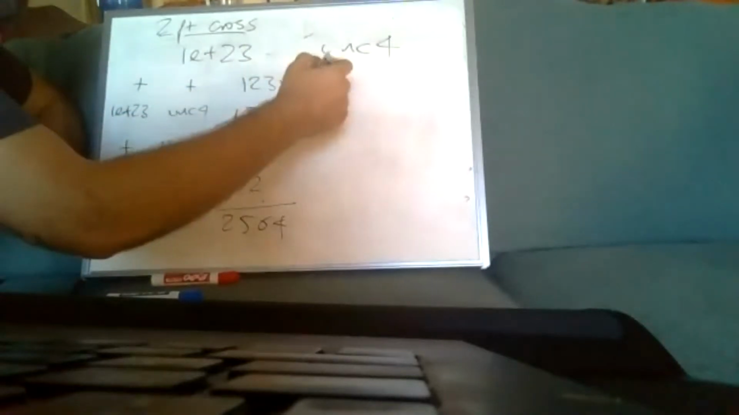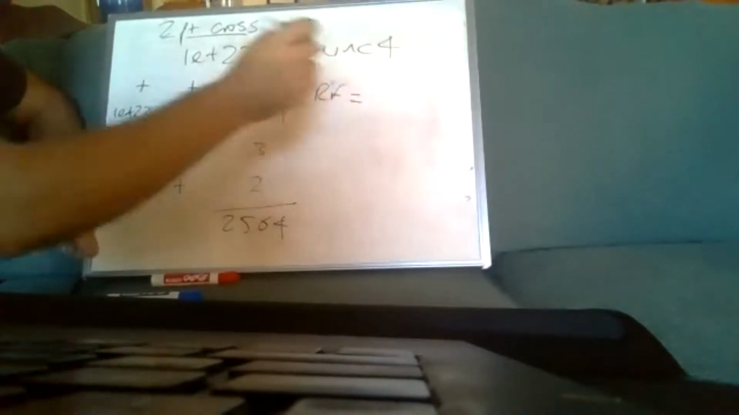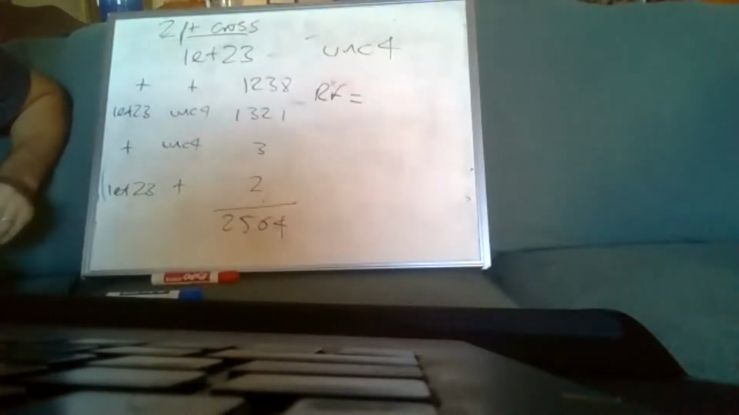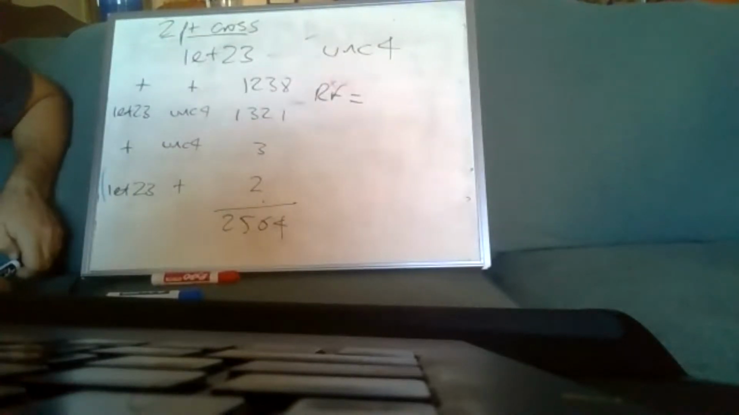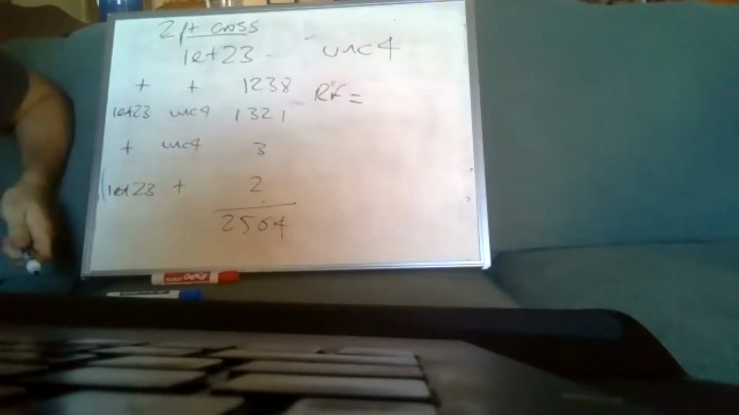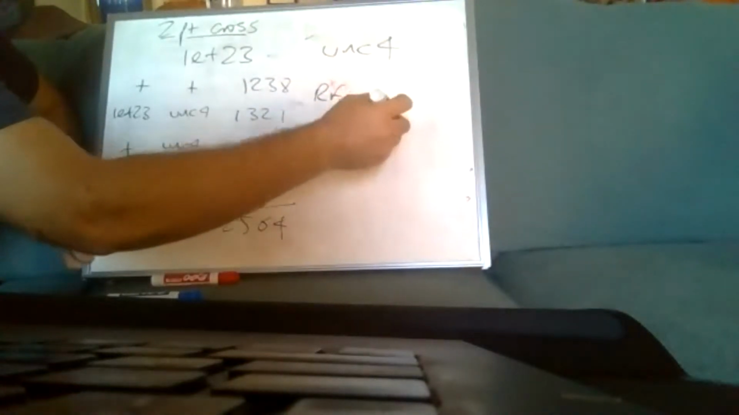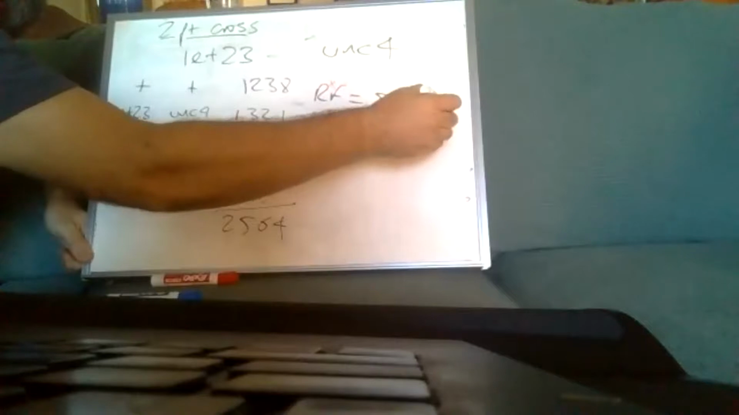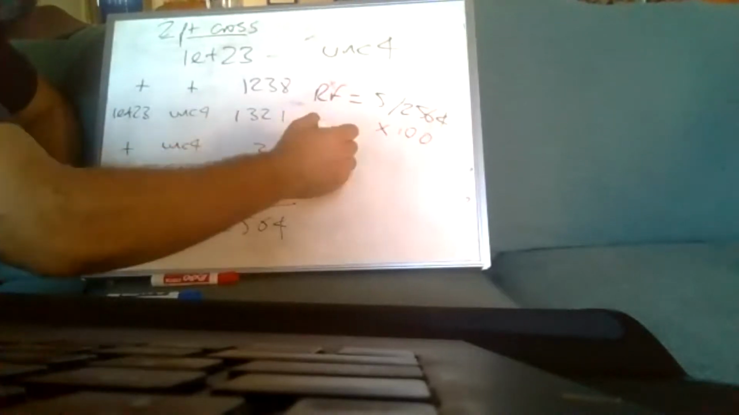Okay. So the recombination frequency is what? How many recombinants do we have? 5. That one's easy, right? Even I could do that. So recombination frequency is what divided by what? It's going to be 5 divided by the total, times 100.